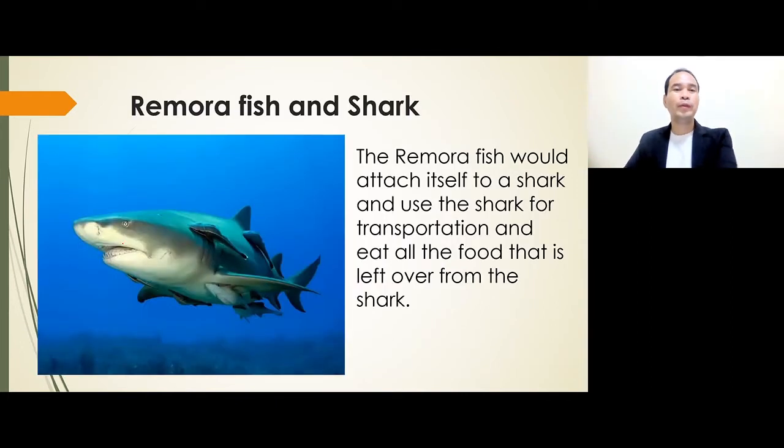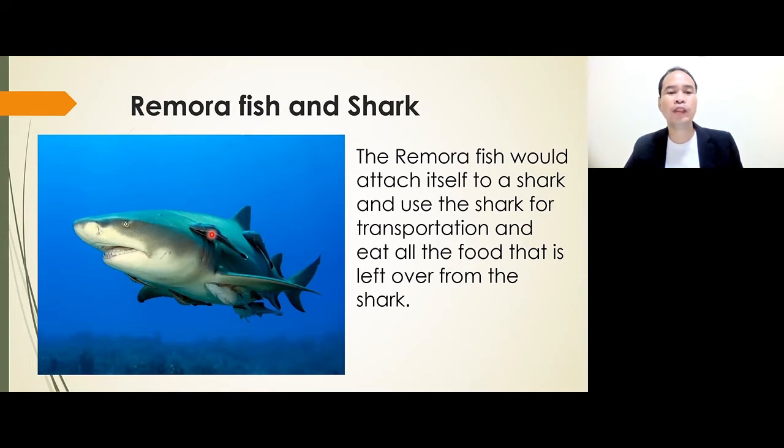In another scenario, we have the remora fish and the shark. Let's read the situation. The remora fish attaches itself to a shark and uses the shark for transportation and eats all the food that is left over from the shark. So this is your shark, and this tiny fish here is your remora fish.